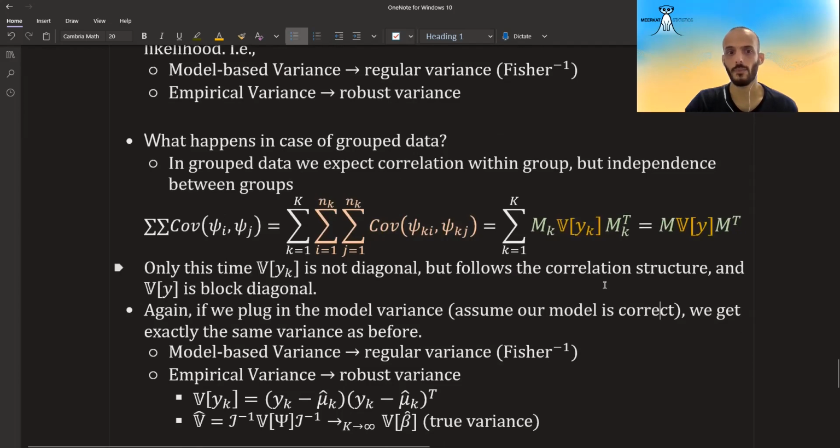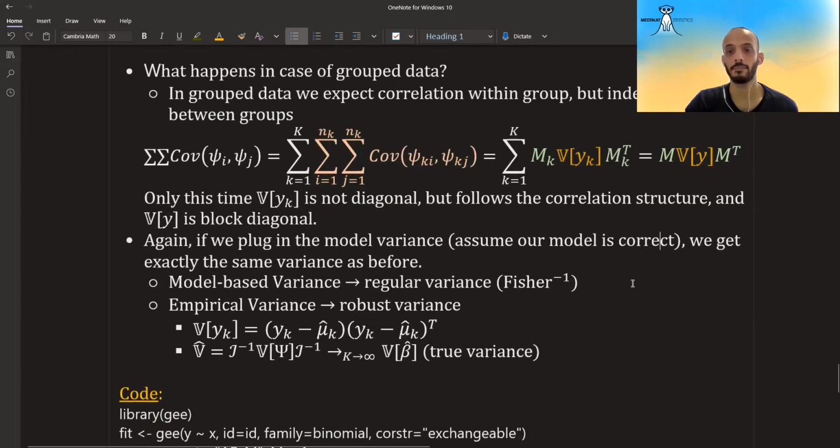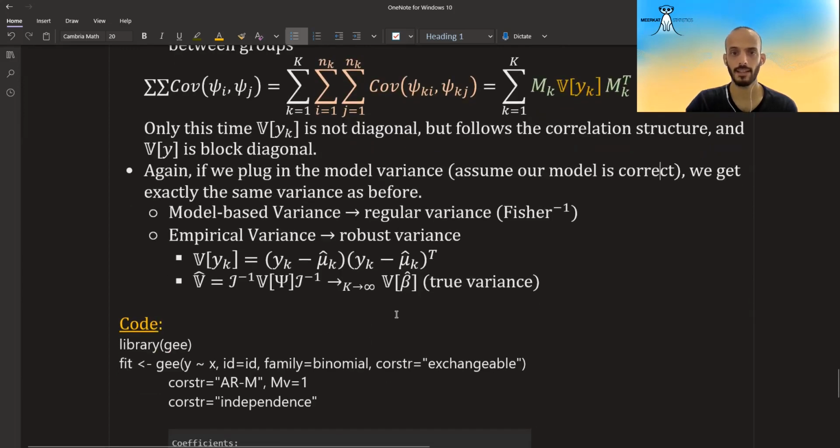And just like before, we can plug in the model variance. Everything will cancel and we will get the same regular variance as before. Or we can use the empirical variance. And what is the empirical variance? Well, the empirical variance of yk, in this case, is yk minus the mean times yk minus the mean transposed. It's the entire covariance matrix of y. And it can be shown that using this robust estimator, the variance will go to the true variance of the betas as k goes to infinity. Okay, so this was all the theoretical part.